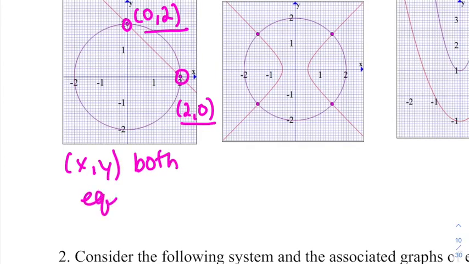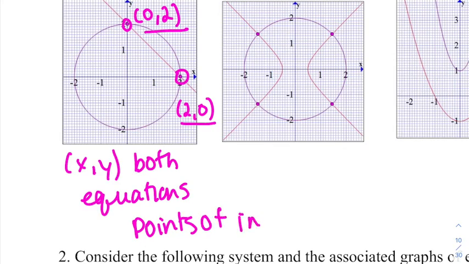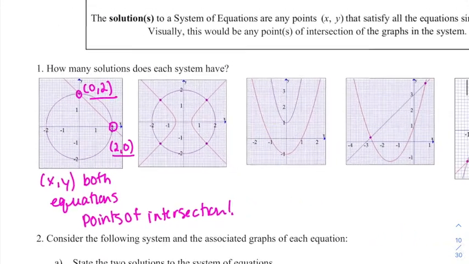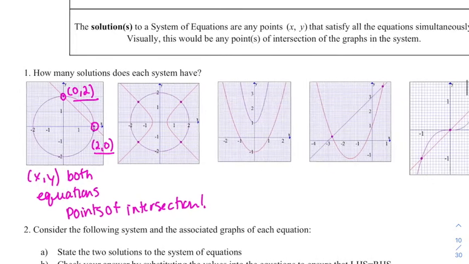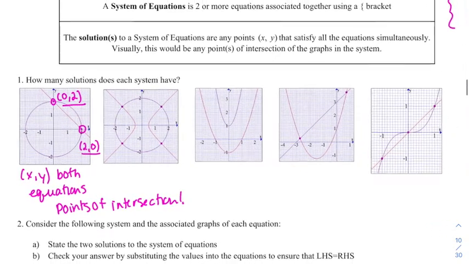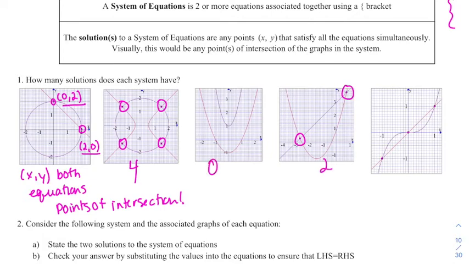Now, what does that look like visually? Well, it looks like points of intersection, right? So we can say visually, if I look at these systems, I can see just by looking how many solutions each of these systems has. So this one here we can see has 4 solutions. This one has 2 solutions. This one has 0 solutions.